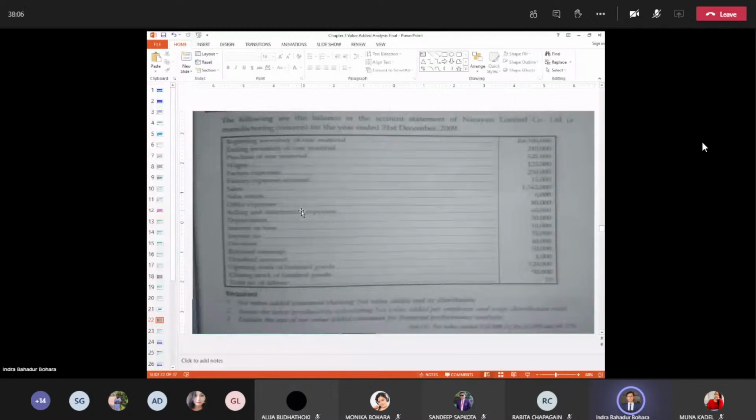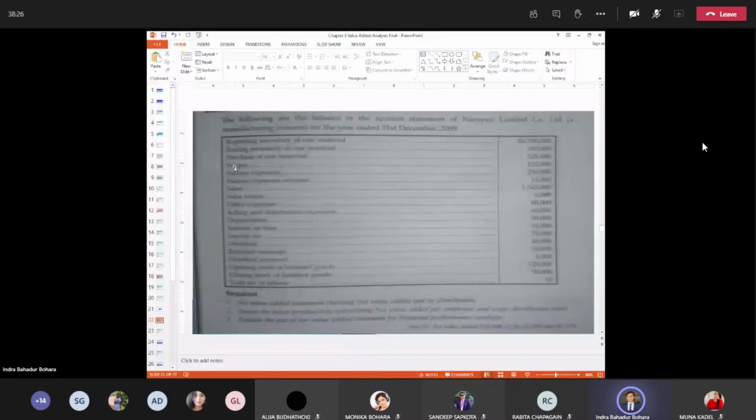Therefore, we find out how much material is consumed, how much is the cost of material used. Beginning inventory of raw material, ending inventory of raw material, and purchase of raw material are used for the calculation of cost of material consumed.